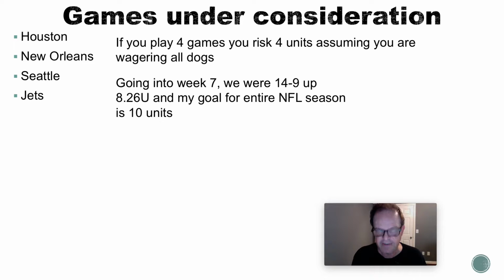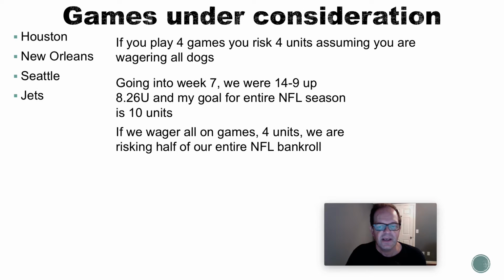So that's great. When I factor that in, if, as I mentioned before, we wager on all 4 of those games, which would be 4 units, in essence I'm risking half of my entire NFL bankroll on this one card. So we're at 8.26 units. Let's say I play all 4 of these games and I lose all 4. Now I'm down to 4.26 units, which takes me further away from my goal.